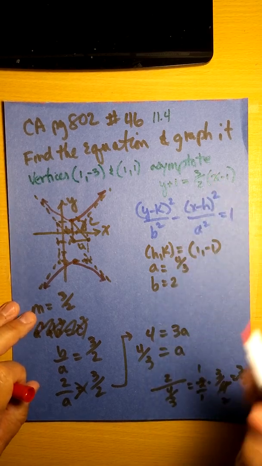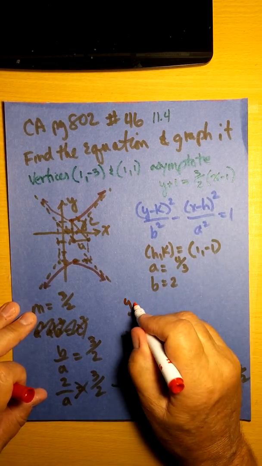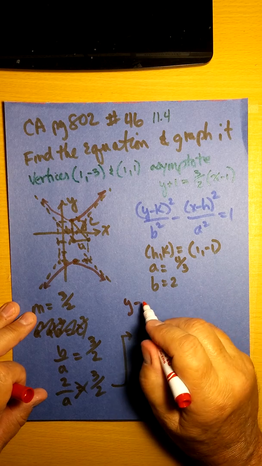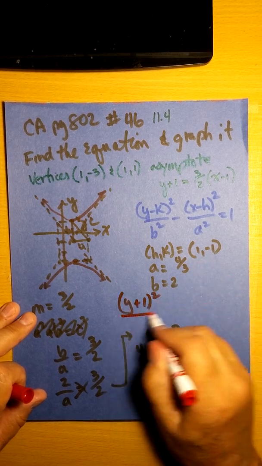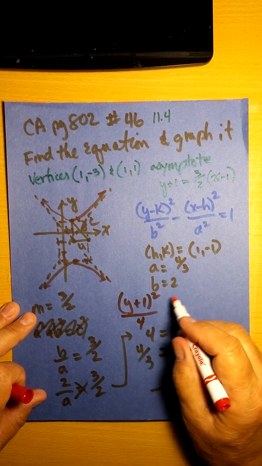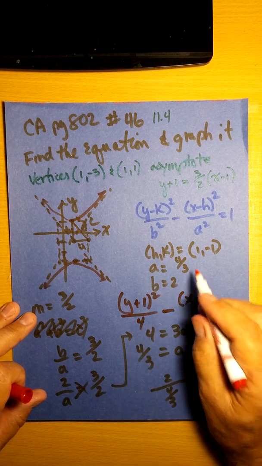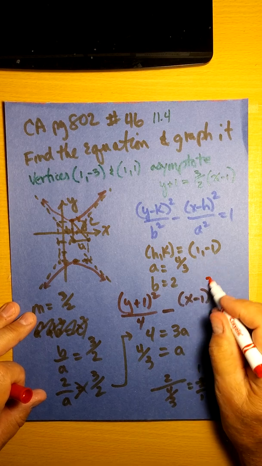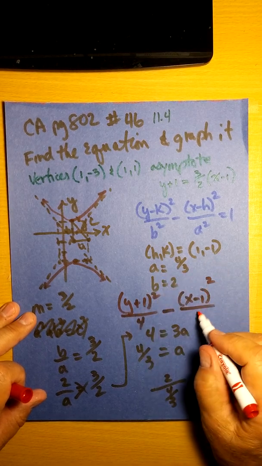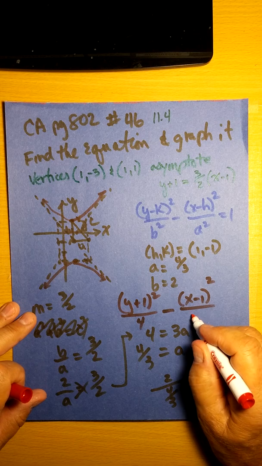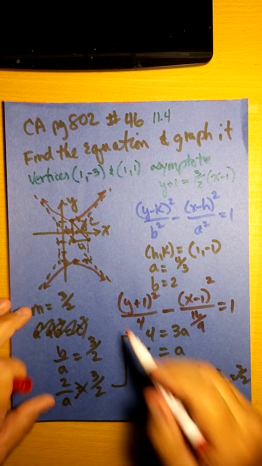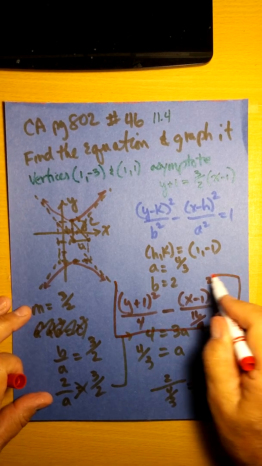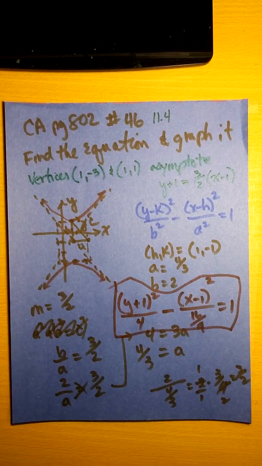And our equation, y minus k is 1. I'm sorry, -1. So it's (y plus 1) squared over b squared, which is 4. And then (x minus 1) squared over a squared. So what is 4/3 squared? That's 16/9. That equals 1. So, a little bit crowded, but that's number 46.